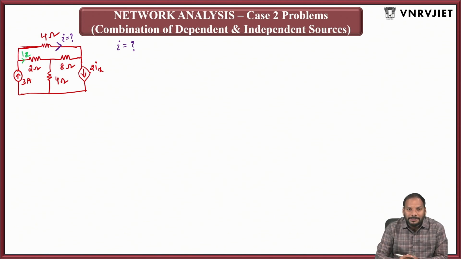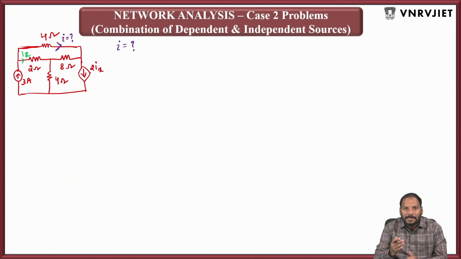I am considering it as case 2 because in the previous videos we have done case 1, where if there are two nodes, we get two equations to solve. Two nodes, two equations, then it is sufficient. You can solve the nodal voltages, then you can achieve the targets. But in this case, it is a combination of dependent and independent sources, so we'll try to observe.